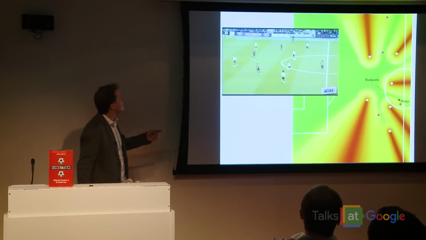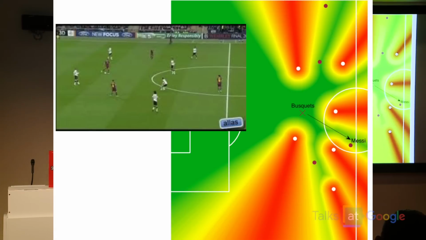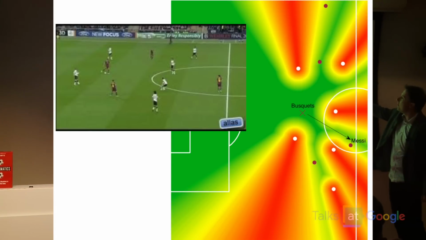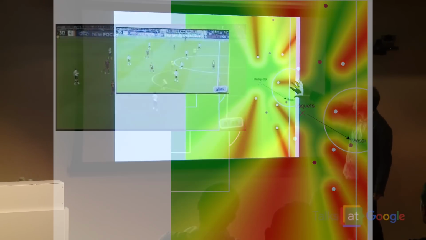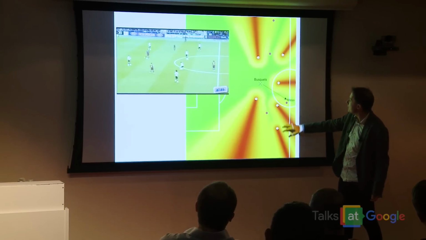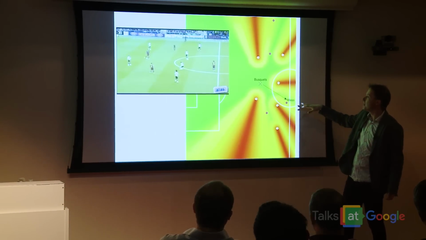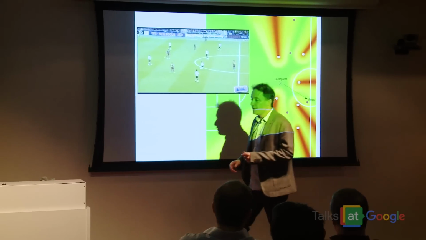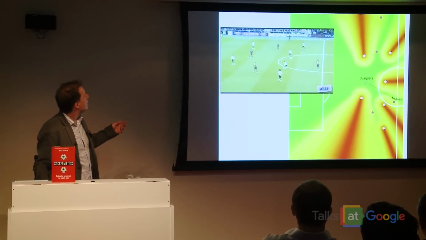This is another situation with Barcelona. And over on this side, I've tried to plot where the possible passes are that Busquets can make over to Messi. And the red areas show things which are blocked, and the green areas show possible passes. And this was a student of mine, Emil Rosen, who did this work.